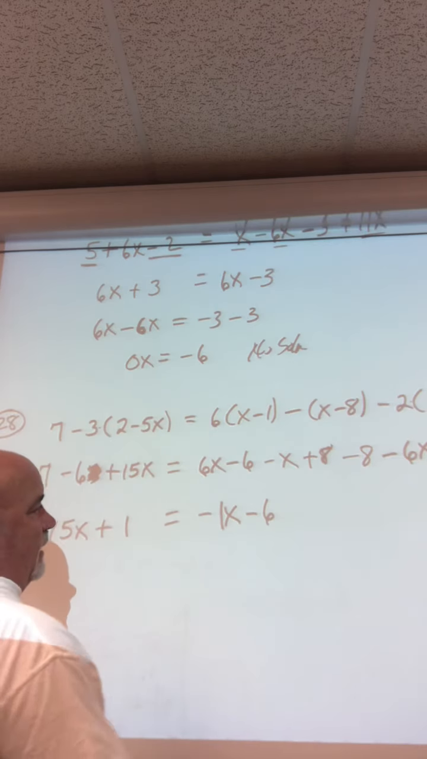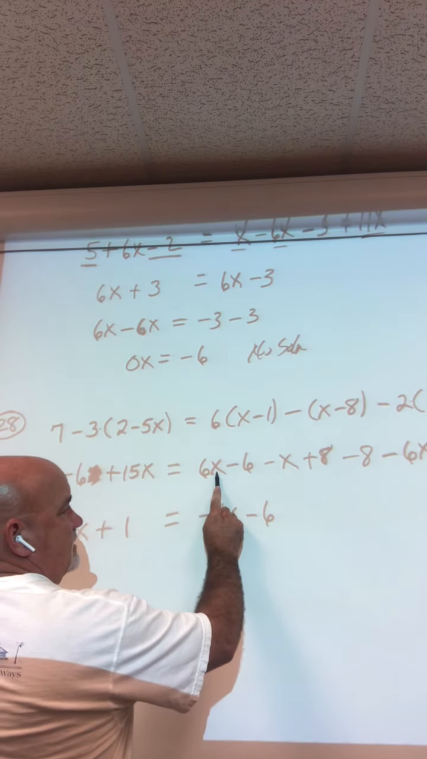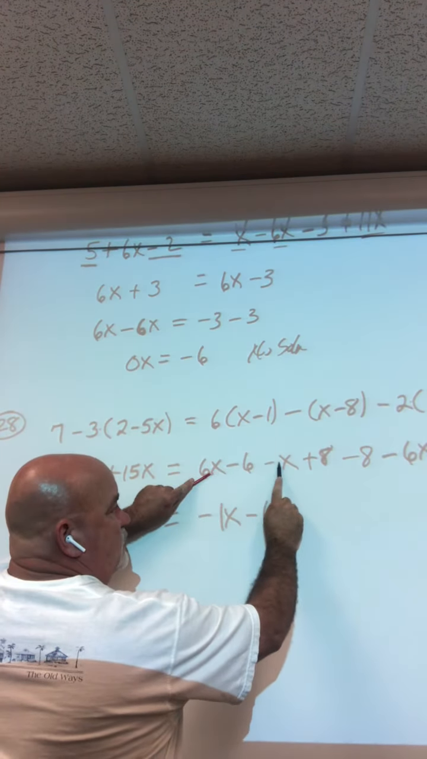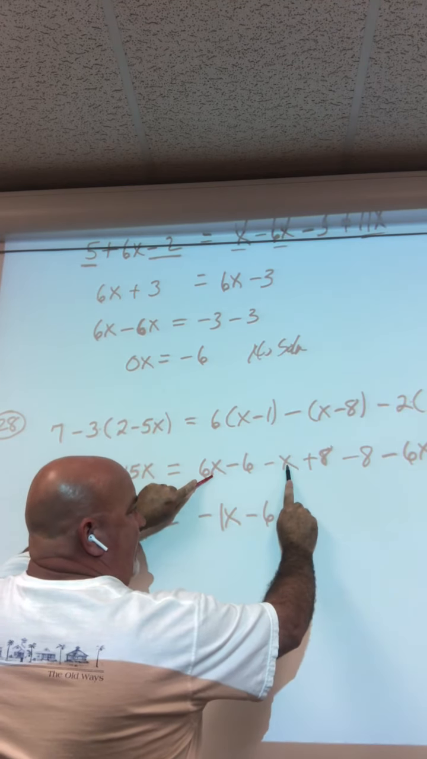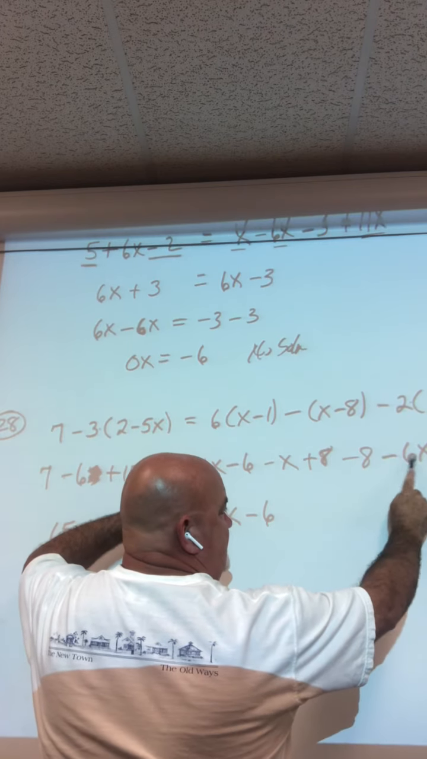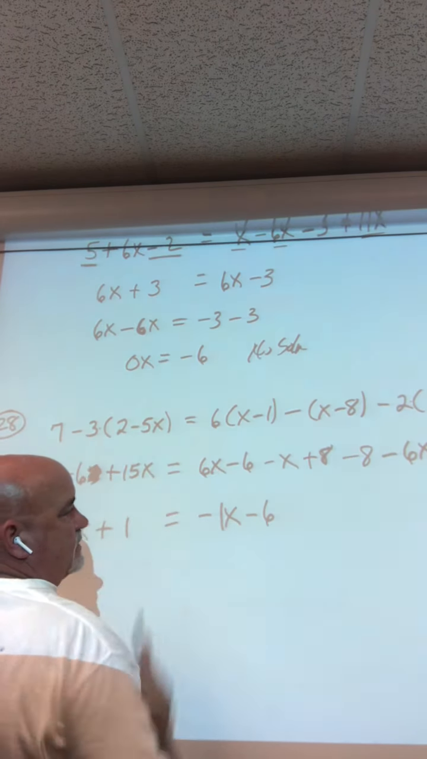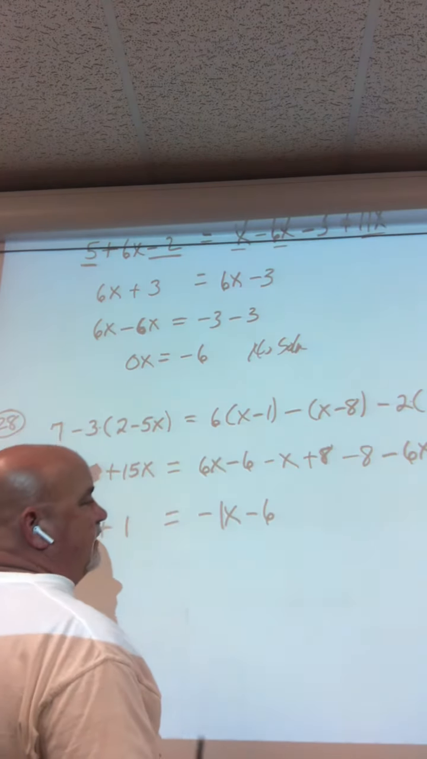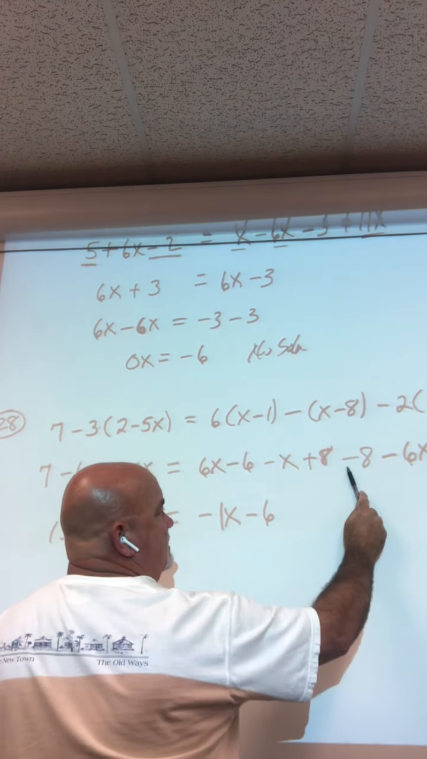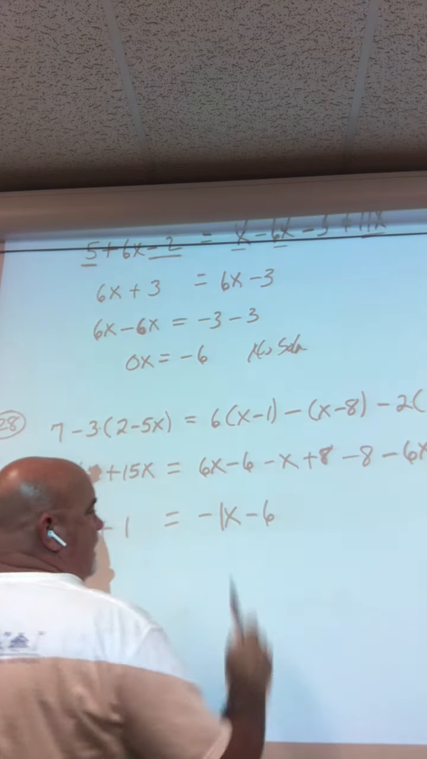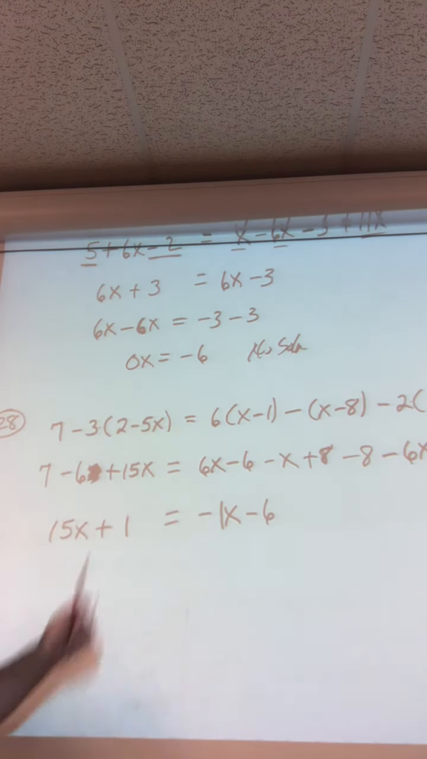Now the right side. 6x minus 1x is 5x. And then 5x minus 6x is negative 1x. Now add the numbers together. Negative 8 plus 8 adds out to 0. And so you're left with just minus 6. Now you're back to that two-step problem.